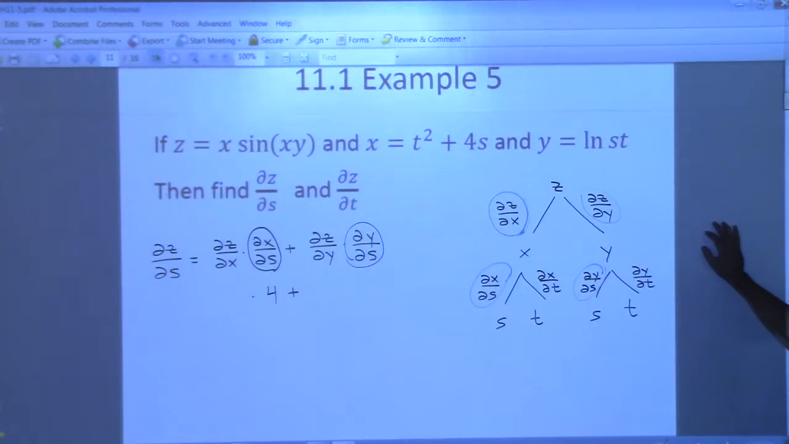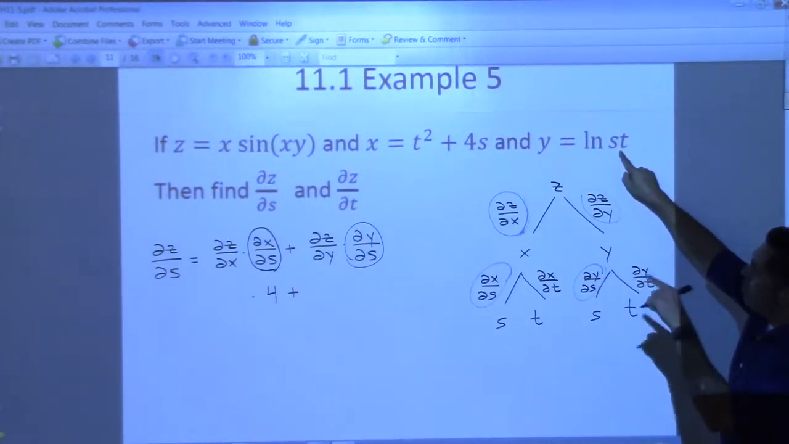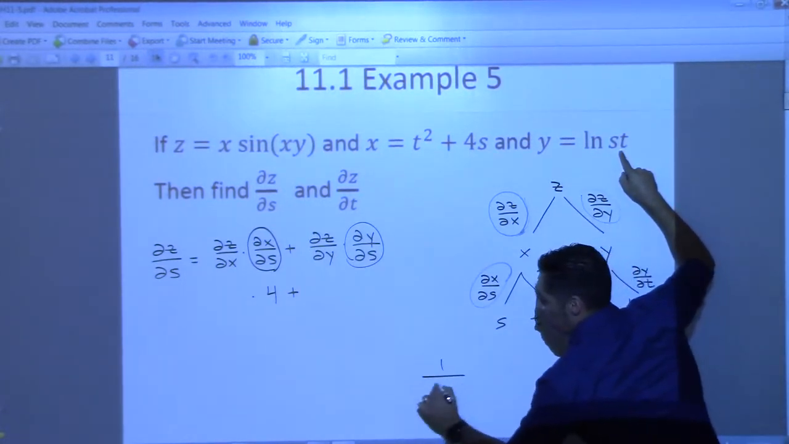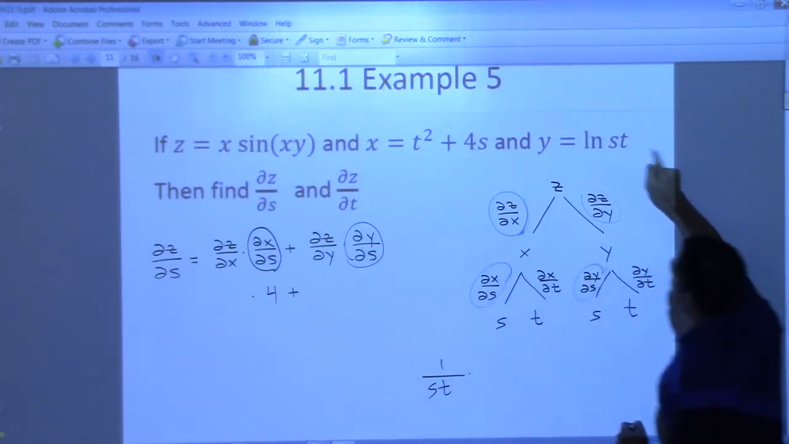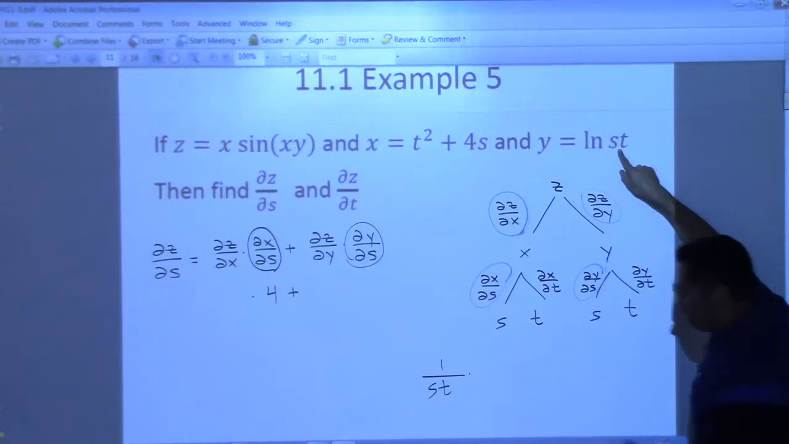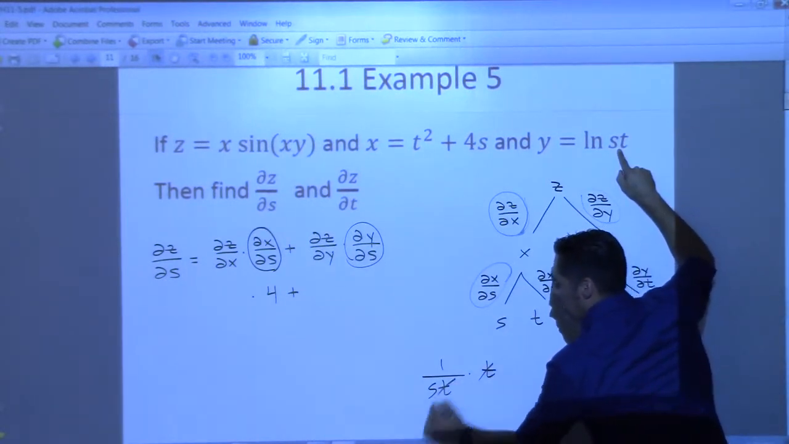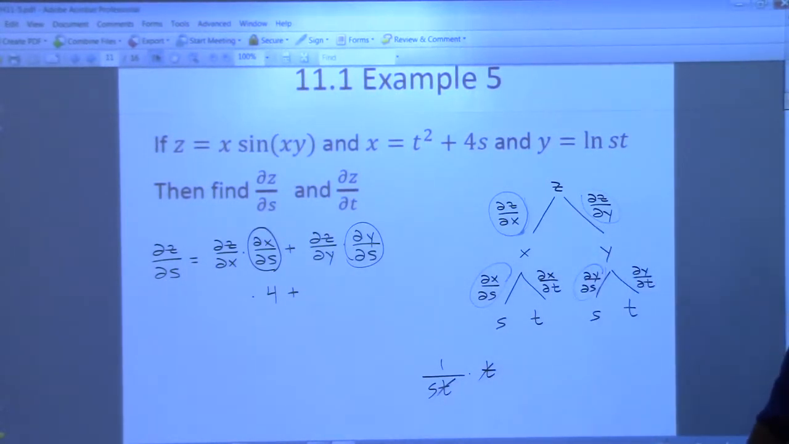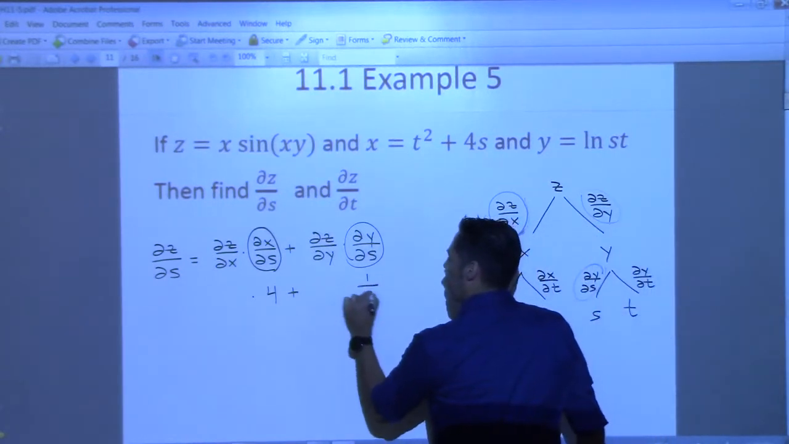Yeah, we're going to have derivative of natural log of something is 1 over it. So basically we're going to have 1 over st, but then times derivative of what's inside with respect to s, which would just be t. And the t's cancel, and you just get 1 over s. So this would be 1 over s.